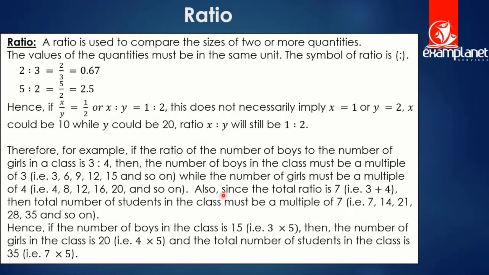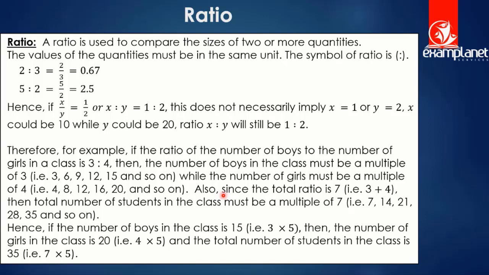Okay, now what is a ratio? A ratio is used to compare the sizes of two or more quantities. Simple. That's what we use the ratio for, just to compare the sizes of two or more quantities. Now the values of the quantities must be in the same unit. Note that. When you're comparing two values or quantities, you have to make sure that they are in the same unit. And what do I mean by that?